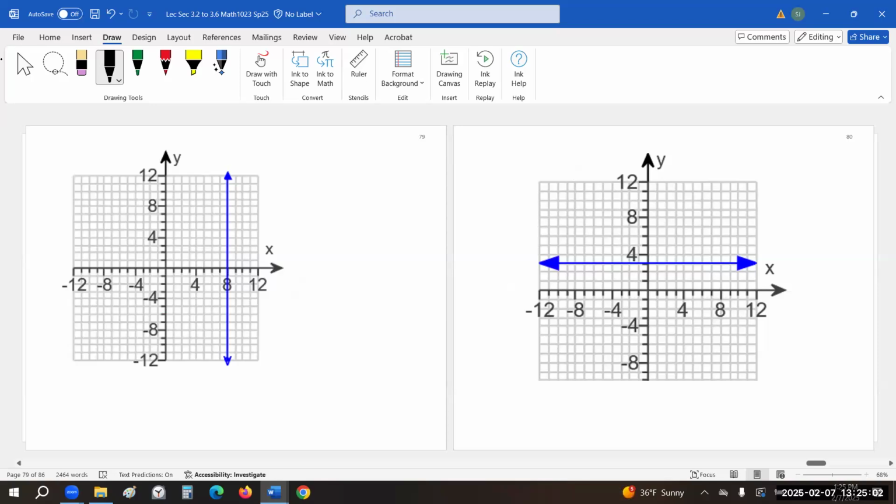A hint: our domain and range can be one number or can be an interval of numbers. So what's the domain and range for a vertical line and a horizontal line? Think about it.